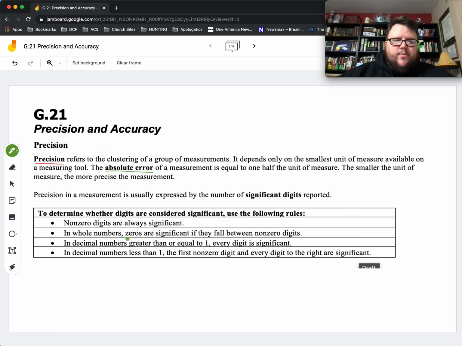In whole numbers, zeros are significant if they fall between non-zero digits. So that would be like 906. Then that zero would be considered a significant digit. In decimal numbers greater than or equal to 1, every digit is significant. In decimal numbers less than 1, the first non-zero digit and every digit to the right are significant.